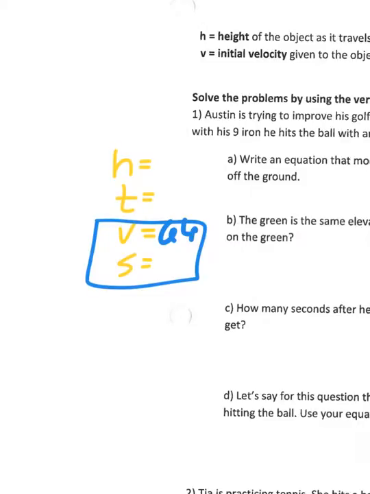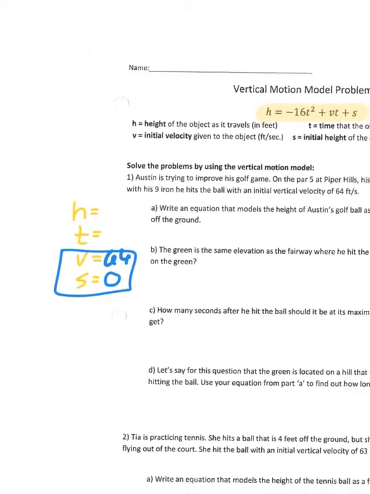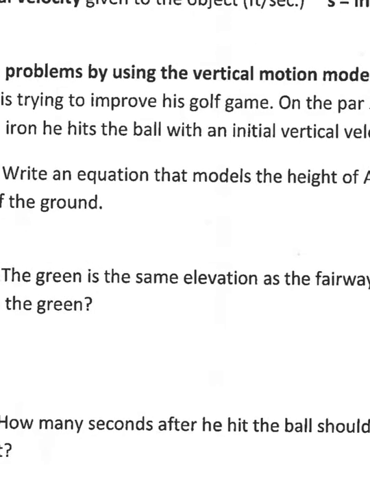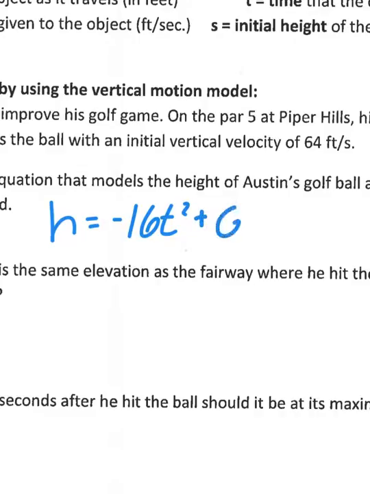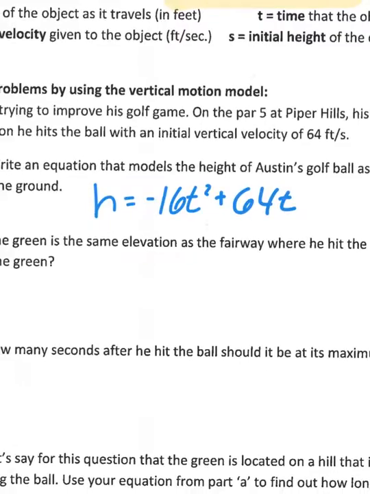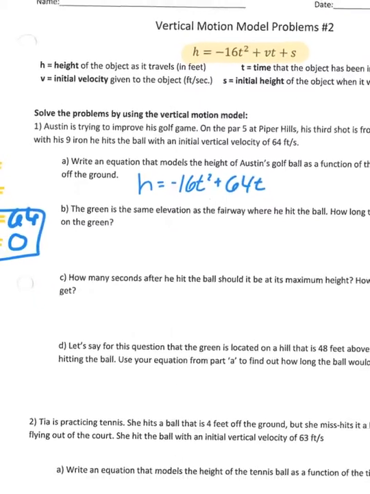I don't see anything in terms of an initial height. So I would assume we're hitting just off the ground, not off a hill or off a cliff. So I'm going to say that the initial height is 0. So our first equation we're going to write is with h and t still in there. We're going to plug in the initial vertical velocity and that initial height. And so this one will look like h equals negative 16t squared plus 64t and plus s, but again s is 0, so I don't even have to put that on there. So there's our initial equation, though. That's what you should start off with first.